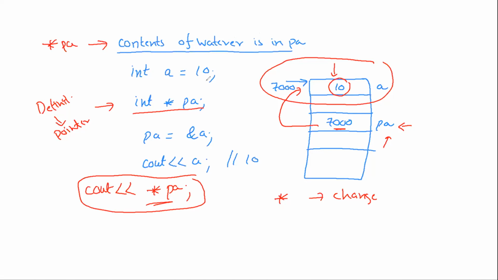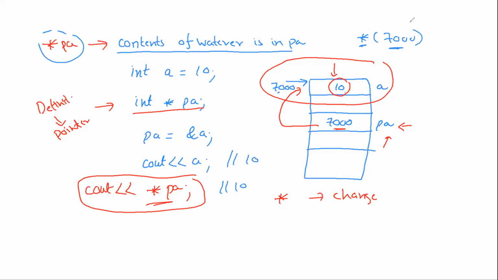Don't worry about it. So when you have a statement like this, star PA, you read it as contents of whatever is in PA. Now, what is in PA? 7,000. So you are actually reading the contents of 7,000. You go to 7,000. What are the contents of 7,000? 10. So this statement will print your value 10 on the screen.